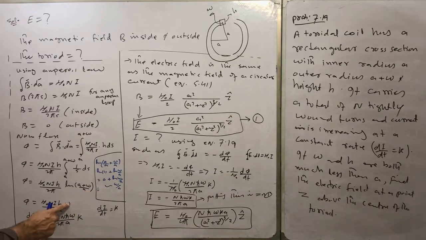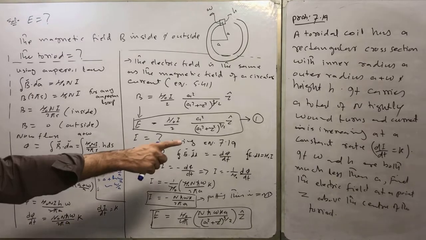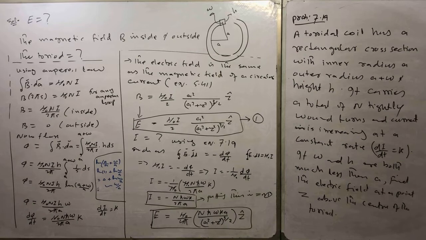Finally, if I differentiate, d phi divided by dt gives di divided by dt, which is equal to k, as given in the problem. So d phi divided by dt is this thing.